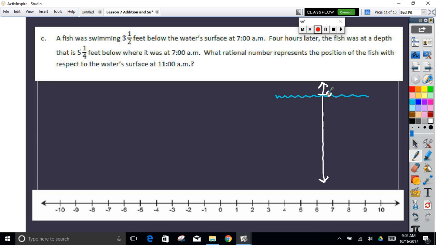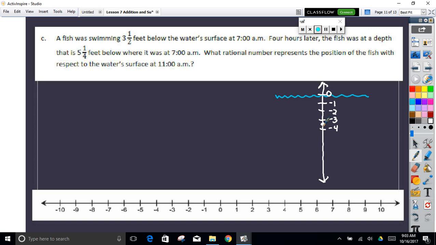Okay? Now, it says the fish was swimming 3.5 feet below the water's surface. So I'm going to go down to -1, -2, -3, here's -4. So here's where the fish is, right at this dot right here. I should draw a fish, but I think you're better off if I just draw a dot. Okay, now it says 4 hours later. So what time would it be 4 hours later? It would be 11. So what it's asking us at the end is what we're talking about here.